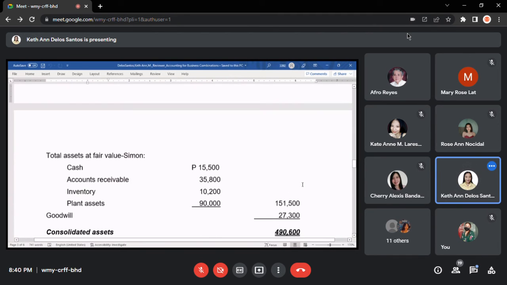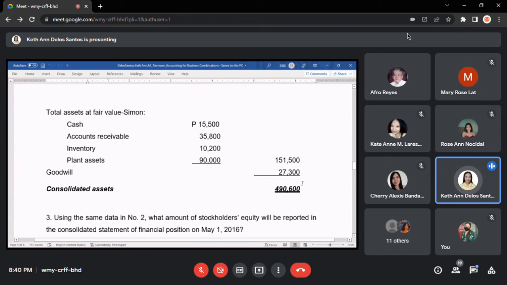311,800 pesos. Total asset of fair value of Simon is cash 15,500, accounts receivable 35,800, inventory 10,200, plant assets of 90,000 pesos, which is yung fair value niya, is equals to 151,500 plus yung goodwill na 27,300 is equals to consolidated assets of 490,600.